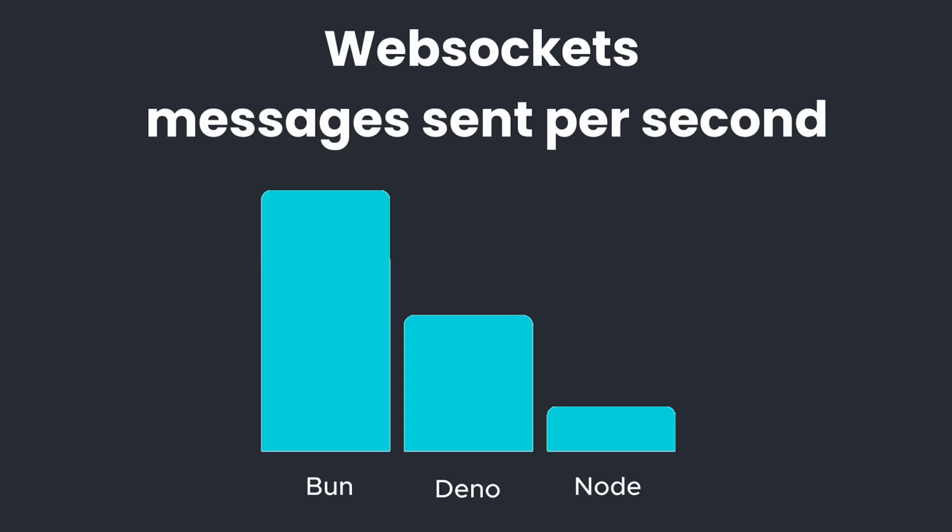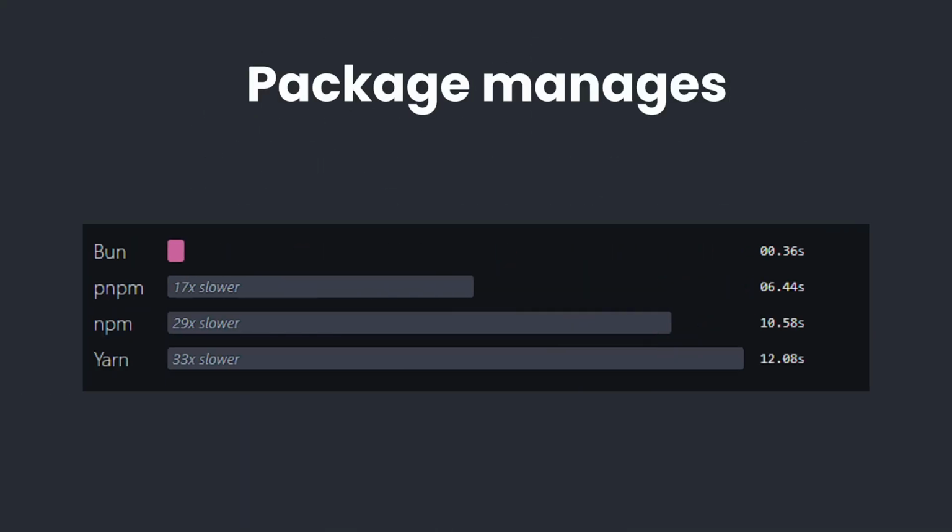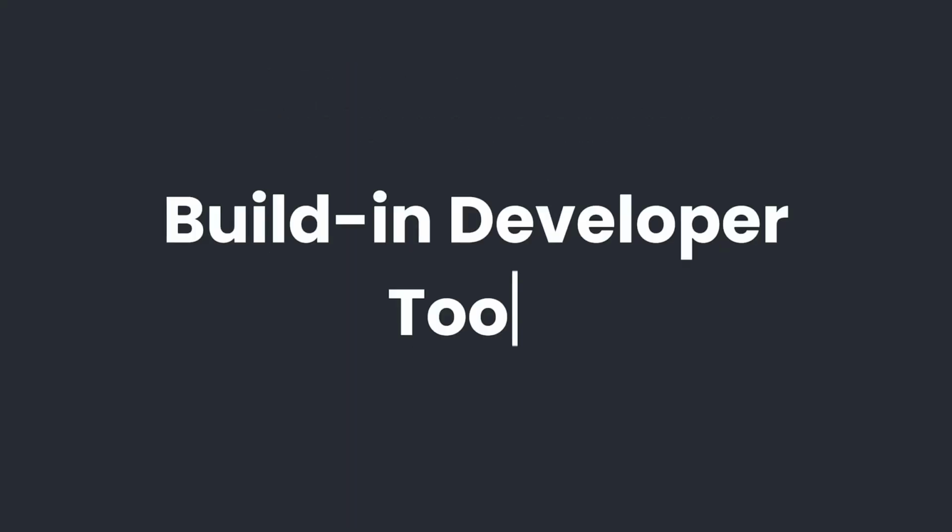This is crucial for real-time applications where low latency and high throughput are key. And we can't forget about Bun's package manager. It's significantly faster than NPM, Yarn, and PNPM, meaning you can install and update dependencies in a fraction of the time. This translates to faster development cycles and less time waiting for your packages to install.